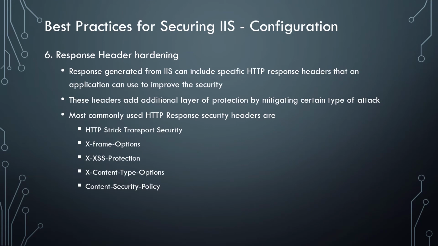Response header hardening. The response generated from IIS can include specific HTTP response headers that an application can use to improve security. These headers are designed to restrict modern browsers from encountering vulnerabilities. Adoption of these headers adds an additional layer of protection for the user by mitigating certain types of attacks and vulnerabilities. So let's look into some of the most commonly used secure HTTP response headers.